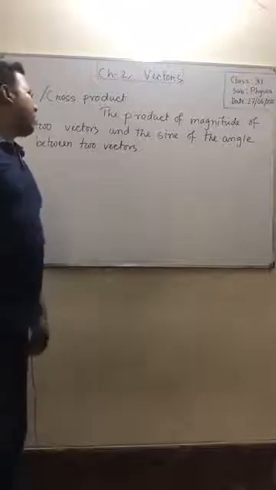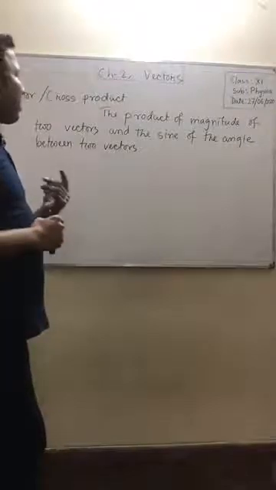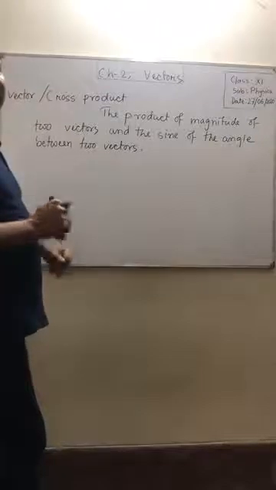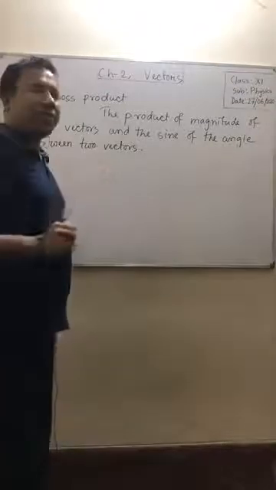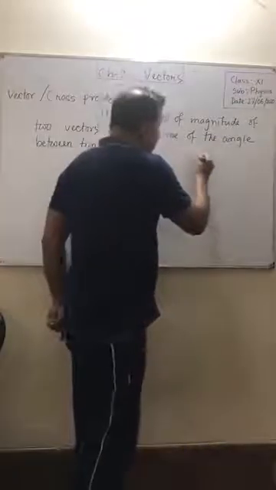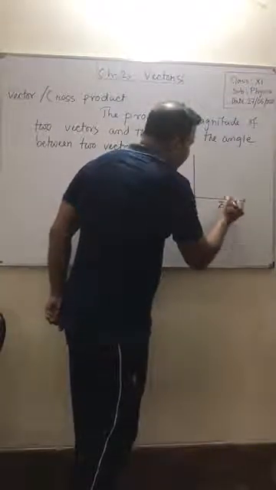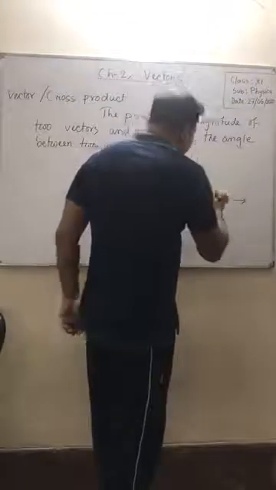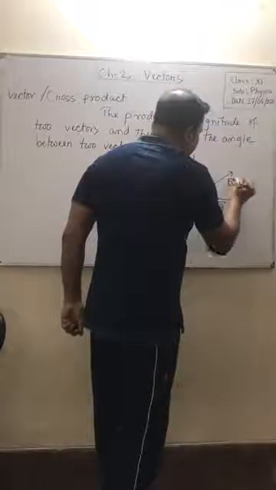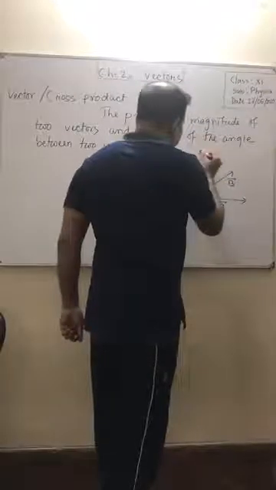Okay, what is the cross product? We said that the cross product or vector product is the product of the magnitudes of two vectors and the sine of the angle between the two vectors. So let's draw it here. Here is vector A and another vector is B. The angle between A and B is theta, and here is a unit vector eta.